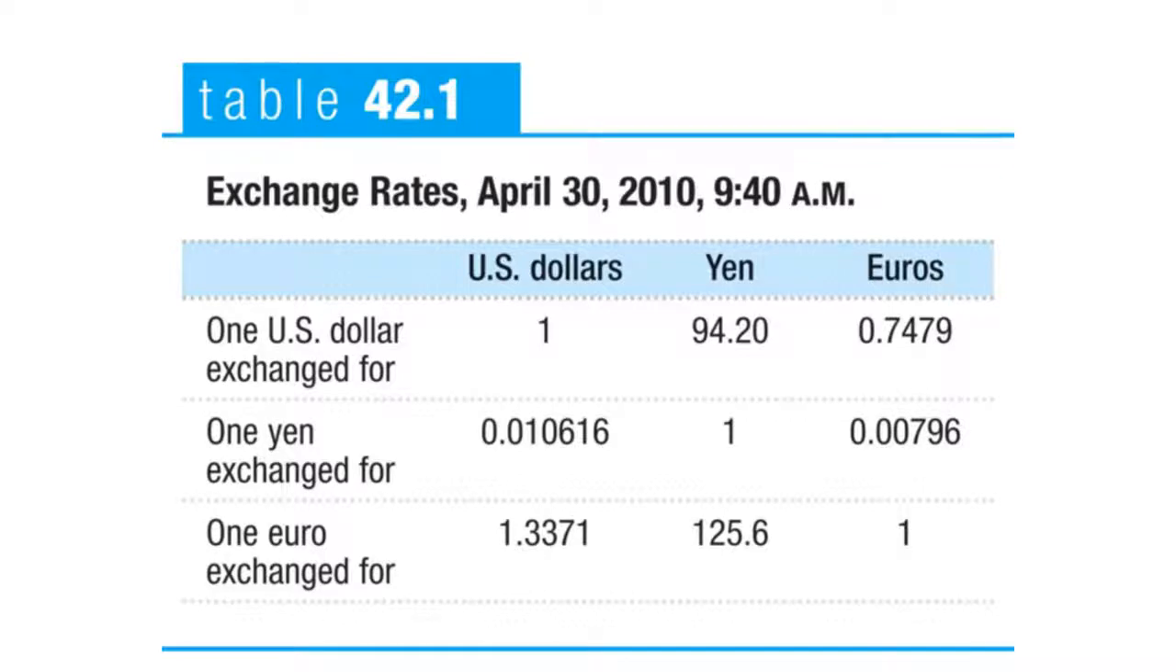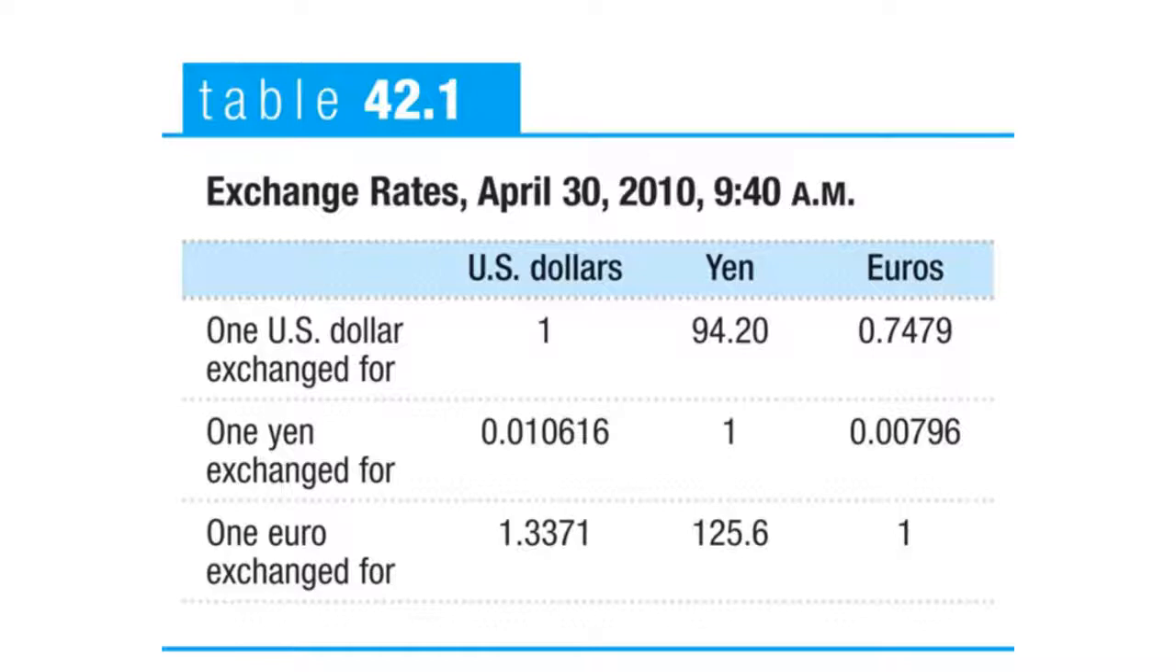Because currency is traded all over the world, and a lot of it is traded digitally, exchange rates also change constantly. So at any given time, you could look up what one US dollar will buy in any currency around the world. So we can see here, for example, on April 30th, one US dollar bought 94 yen and 0.75 euros. And then you can see 1 yen, what it buys in the other currencies. So you can really do any changes to these ratios.